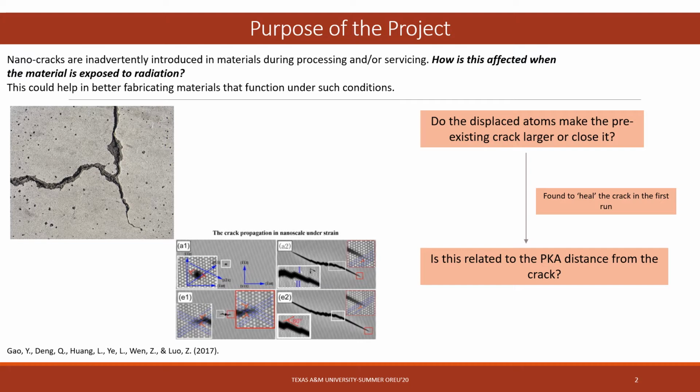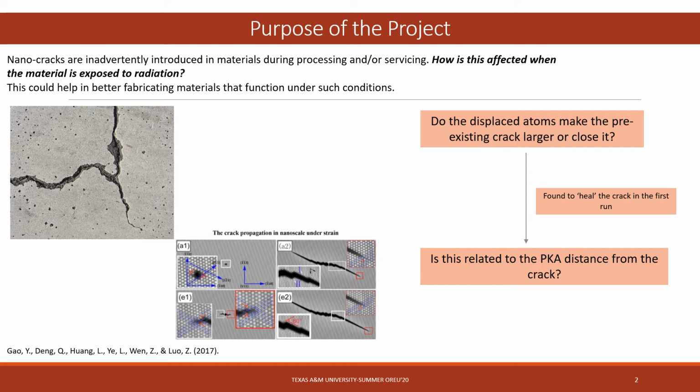Now imagine a material that is subjected to radiation effects and also has pre-existing nanocracks within it. What happens to these cracks then? Do the atoms displaced by high-energy neutrons and heavy ions from the radiation close the crack, or do they help in growing the crack more? In the first simulation that I ran, we found the crack to close.